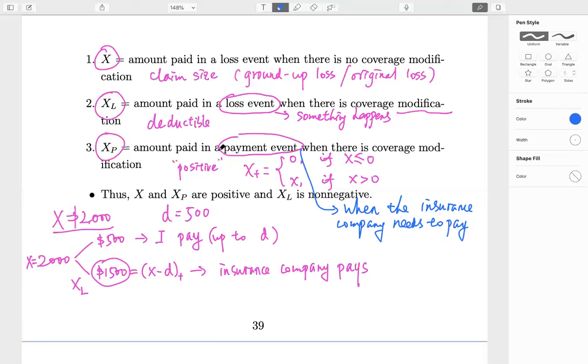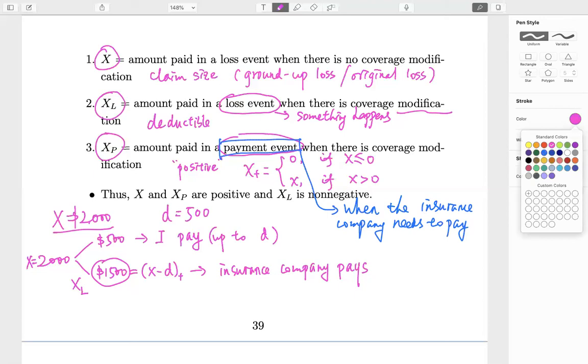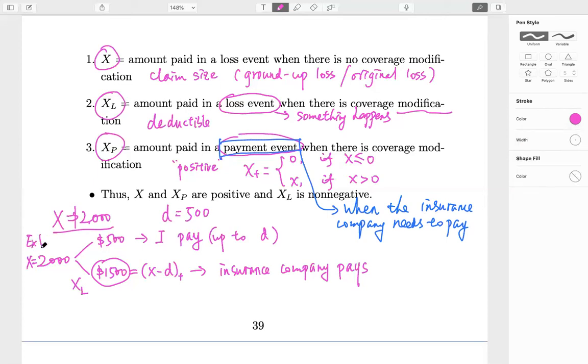So here XP is the payment, the amount in a payment event. A payment event is an event when the insurance company needs to kick in to settle the claim. Let's call this example 1. In the first example, the total loss amount is 2,000, and the amount paid in a loss event with the deductible XL is 1,500, and it is also the amount paid by the insurance company. So in this particular case, XL equals XP.